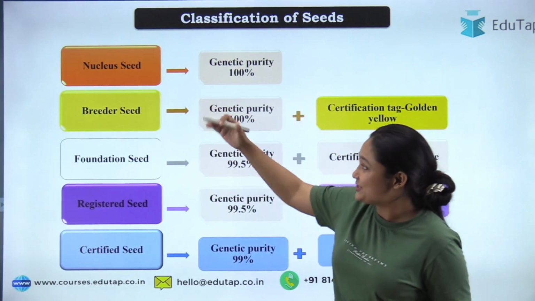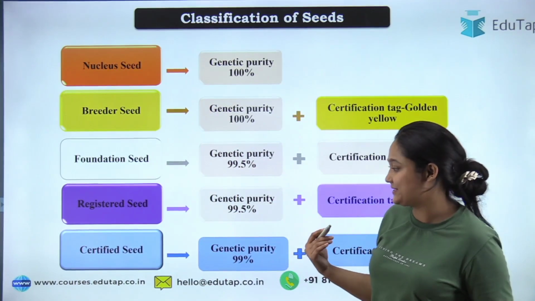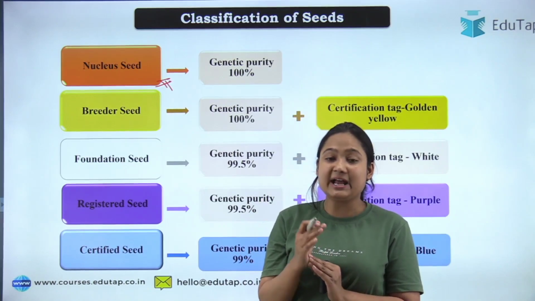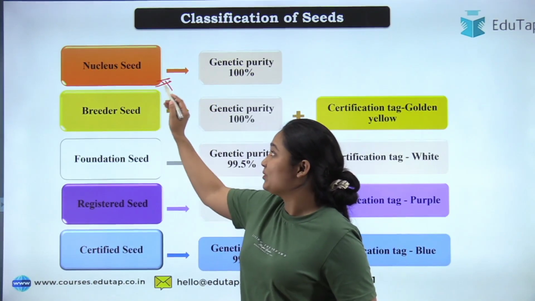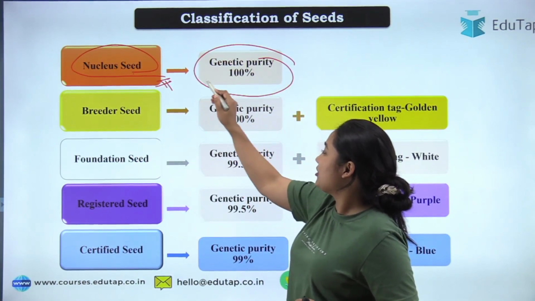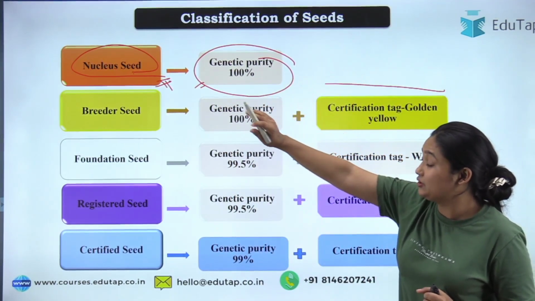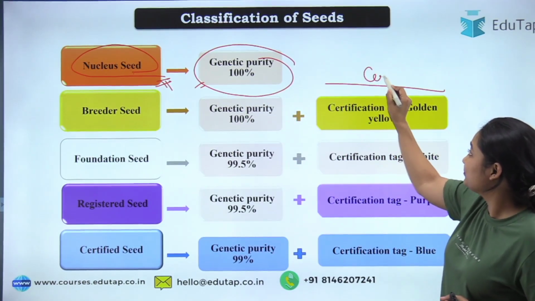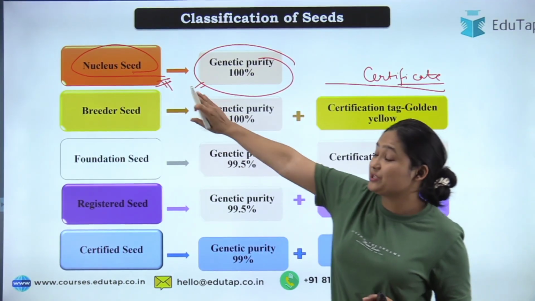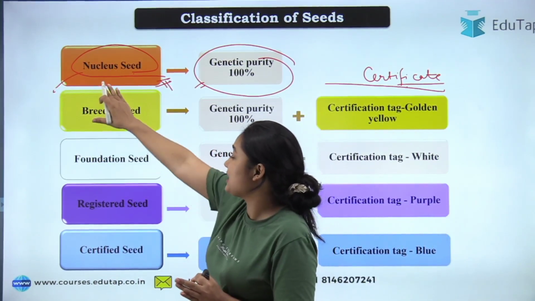Okay, so your seed types are nucleus seed, breeder seed, foundation seed, registered seed, and certified seed. See, nucleus seed is the purest kind of seed. Suppose you are a breeder and you have developed a new kind of seed variety. This will be called nucleus seed, and its genetic purity will be considered 100%. There will be no color tag in the case of nucleus seed, but there will be a certificate, and this certificate will be a pedigree certificate. So this was your nucleus seed, developed by the breeders.